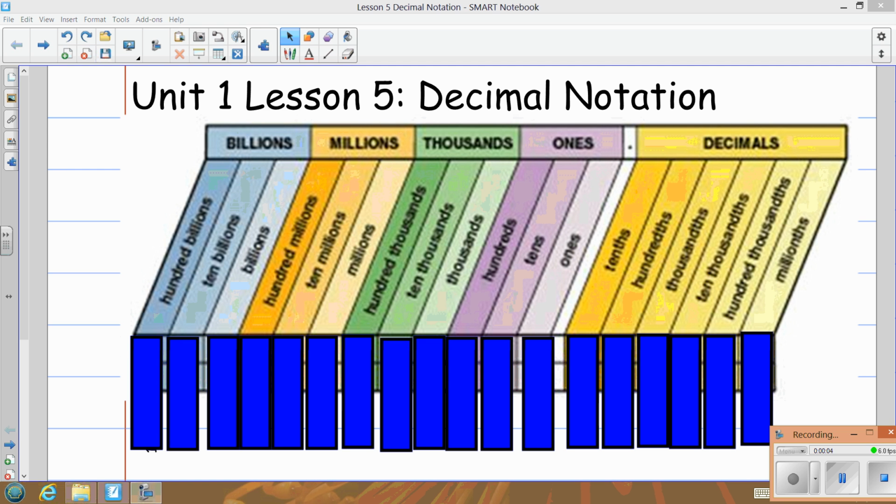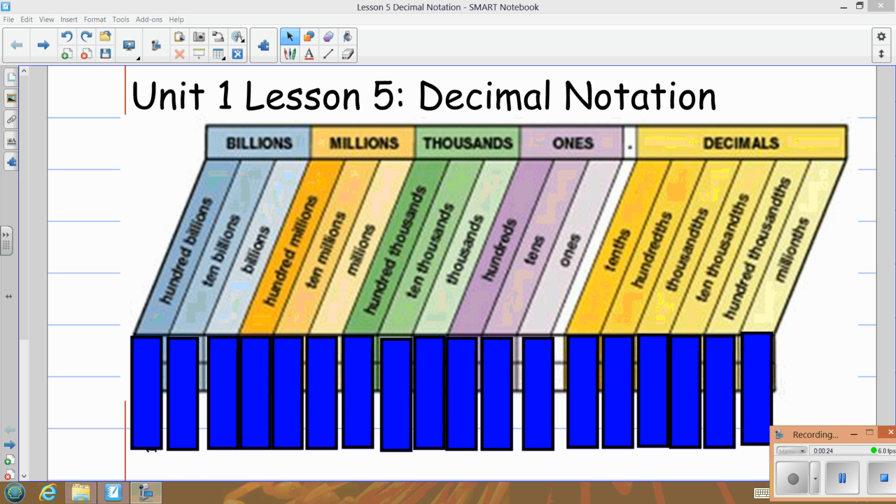Lesson 5 focuses on decimal notation. So basically, how do we expand decimals? How do we state the meaning of a decimal? Also, how do we round decimals? Kind of sorting decimals from smallest to greatest. So just kind of looking at decimals and what they actually mean.